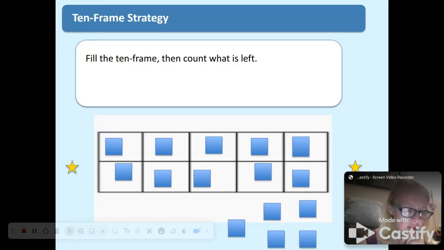Notice how the 10 frame helps us see the same strategy that we just did, but just in a different way. We took all the stickers and we put 10 in the 10 frame, and then we just counted what we had left. So this is another way to look at the same decomposing of the 7 into 5 plus 2, which comes up to our 10 plus 5. There's a couple different ways to look at the adding 10 strategy.